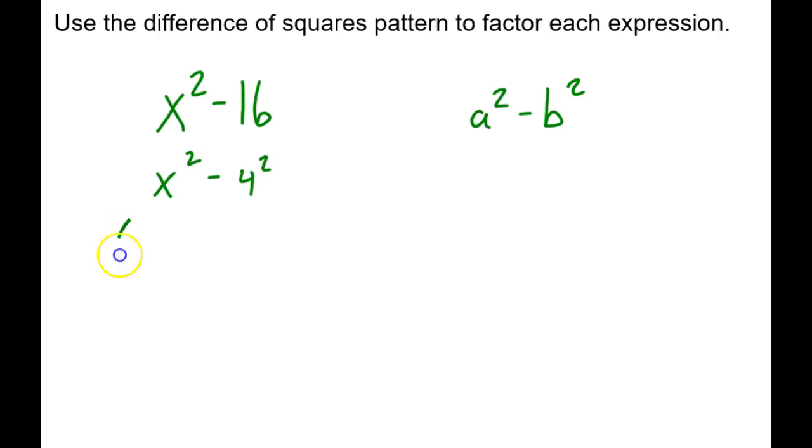So if we follow that pattern, we can break this down into a plus b times a minus b. So x squared minus 16 factors down into x plus 4 times x minus 4. If you switch these two terms around, that doesn't matter. You could have x minus 4 times x plus 4. That's the commutative property.